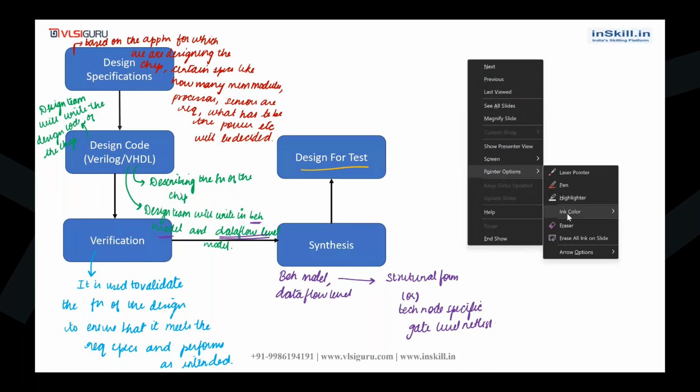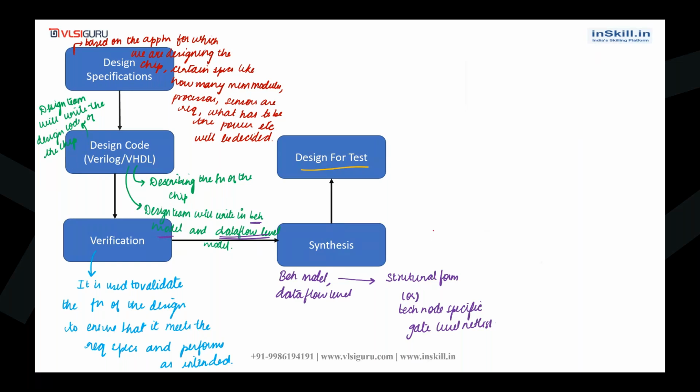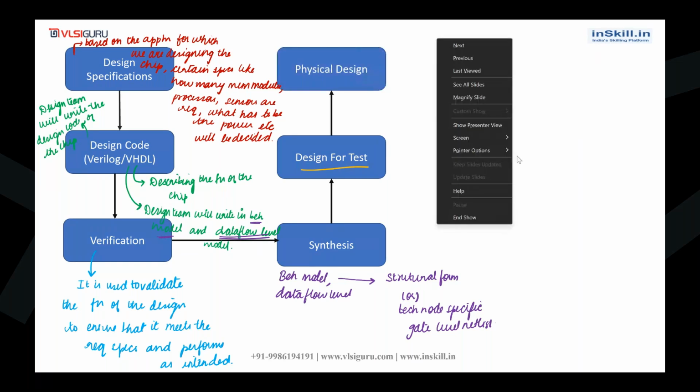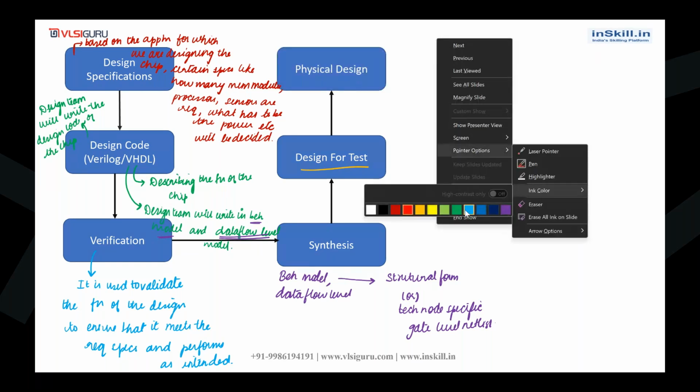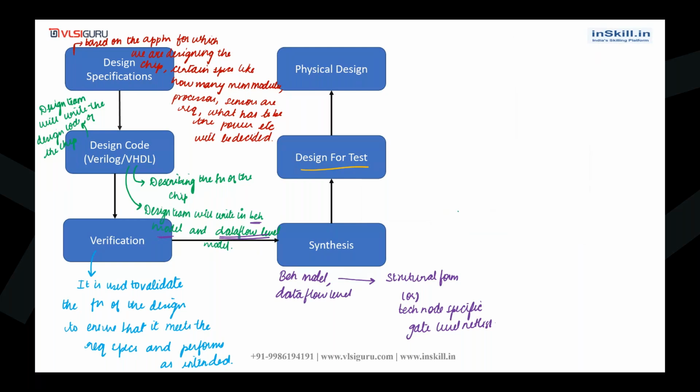Next, after the design for testability team, we have the physical design team. What the physical design team does is convert the gate level netlist into layout form.